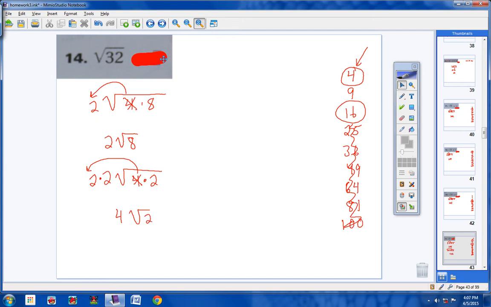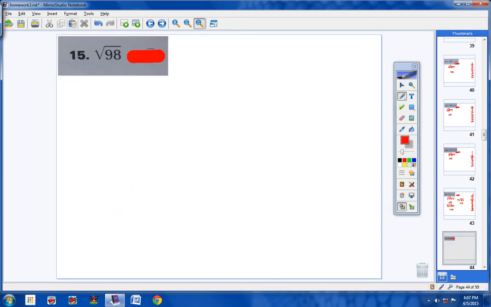And you're welcome to do it that way, but it's a lot faster if you use the bigger number. If we would have used 16, we would have had 16 times 2 is 32. Cross off the 16, put a 4 on the outside, and you get 4 square root of 2. And it's a lot faster, alright? Okay, number 15.